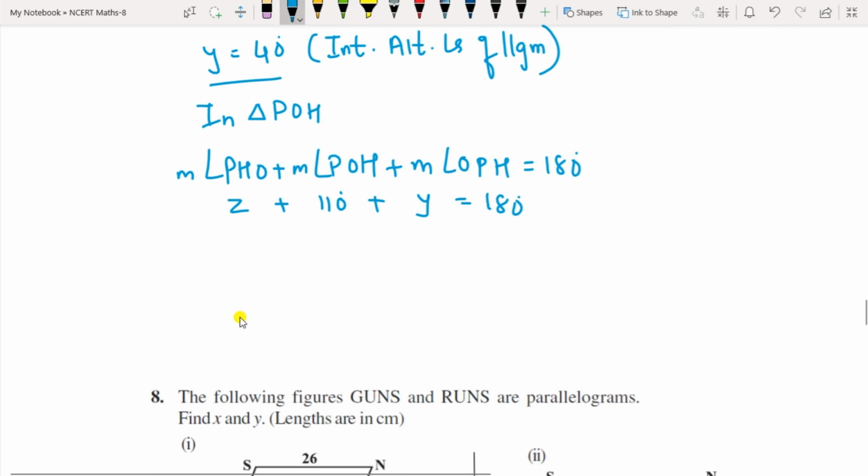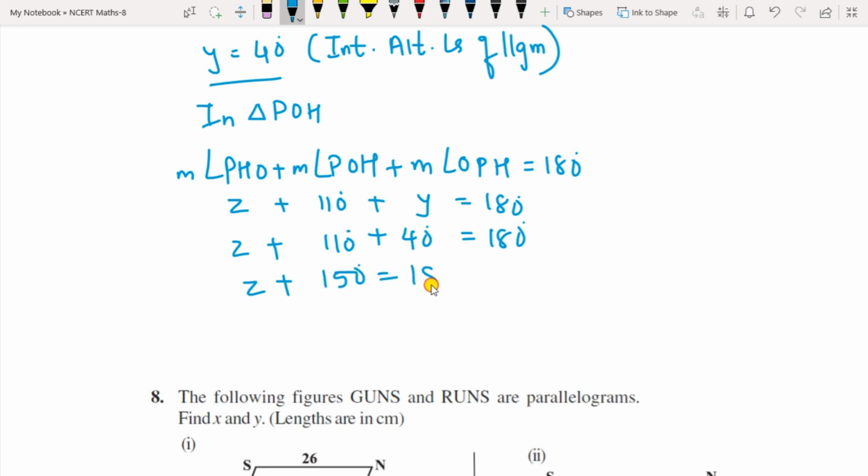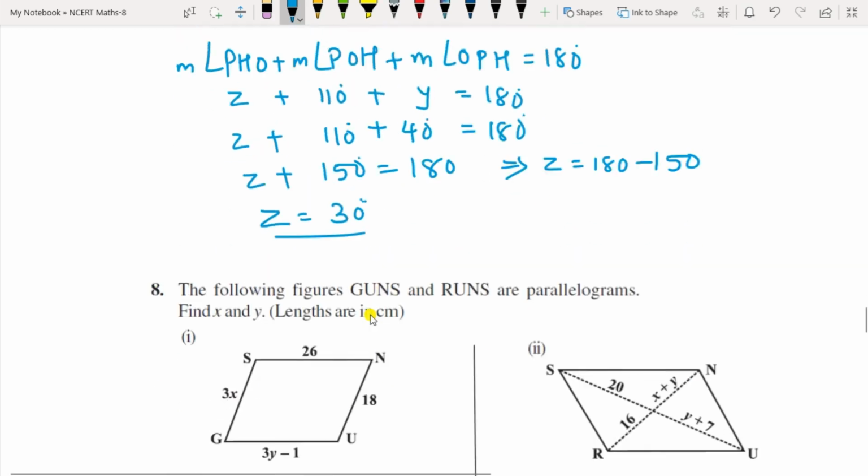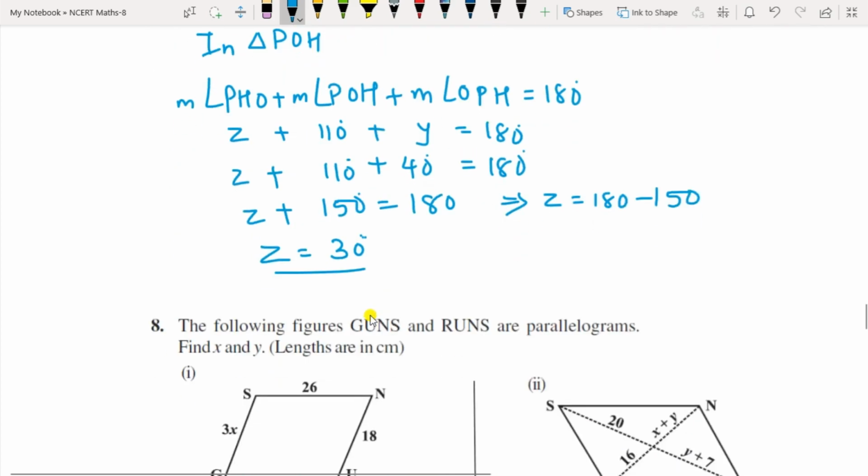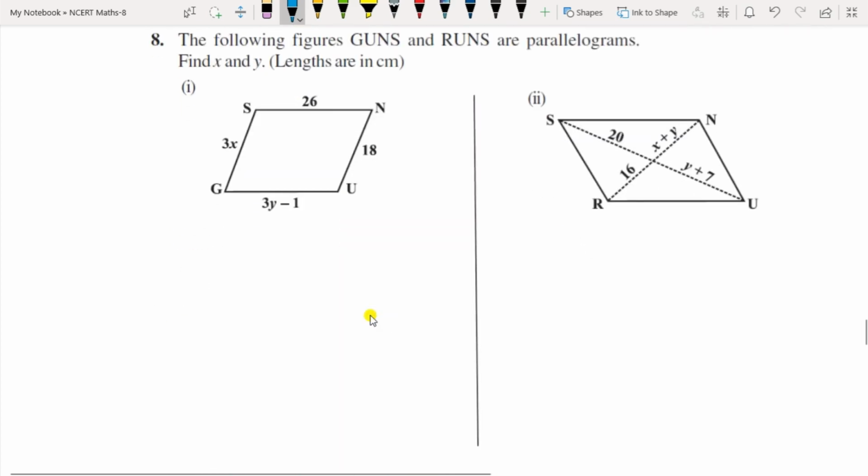So Z plus 110 plus 40 equal to 180. So Z plus 150 equal to 180. This implies Z equal to 180 minus 150, that is Z equal to 30 degrees. Okay, so Z here is 30 degrees. So this way you have to solve question number 7. The next question is question 8.